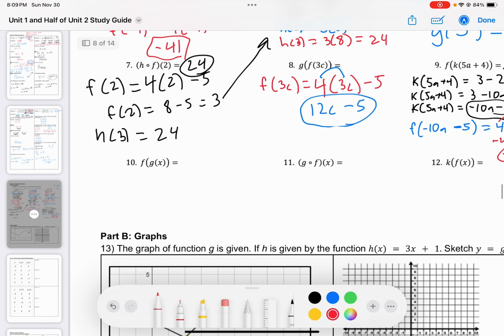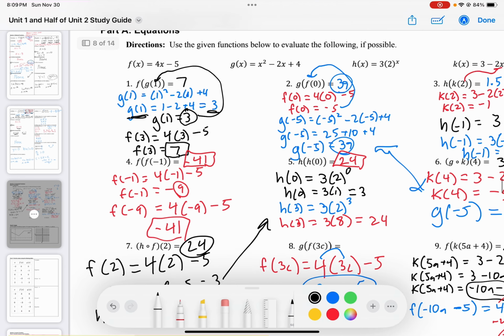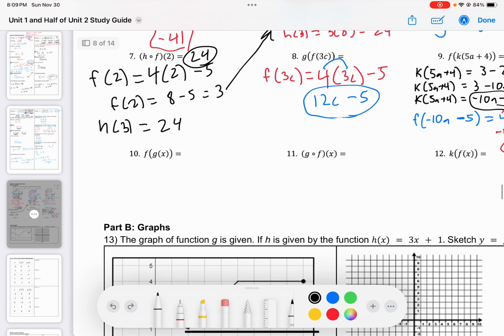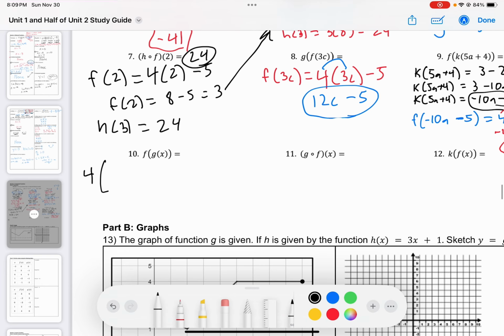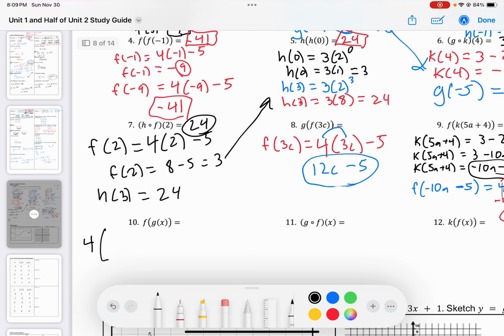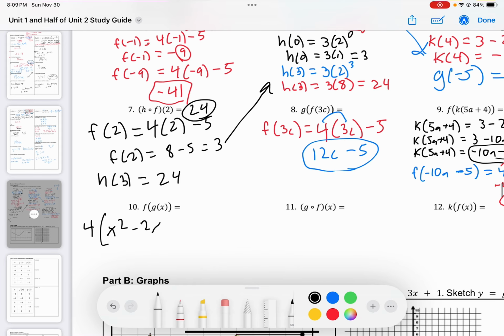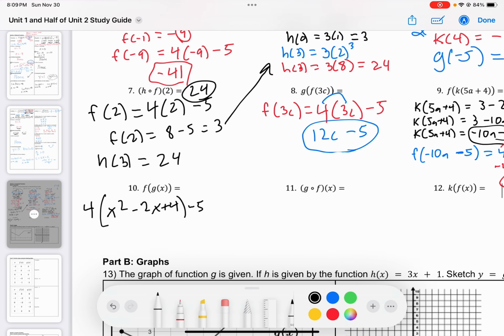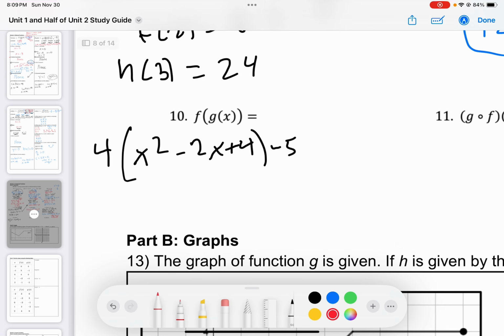All right. Now we have composite functions. We just insert the g of x into the f of x. Again, our answer is going to be an algebraic expression. So g of x, this whole thing, goes into the f of x. So we get 4 times x squared minus 2x plus 4, and I still have this minus 5 at the end, and I just simplify this. I mean, I don't know. I would accept this answer. It's factored out. This seems nice. This is right. This is correct.